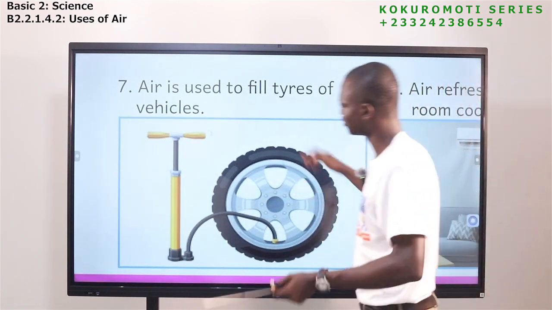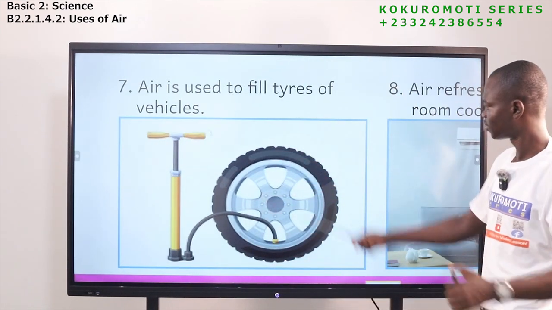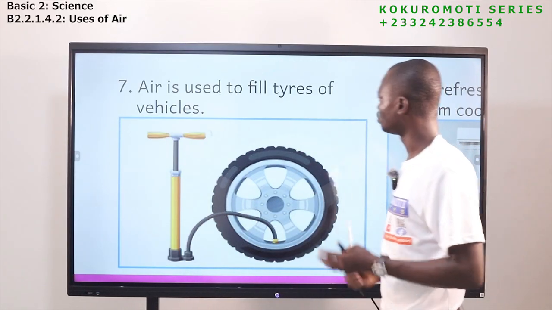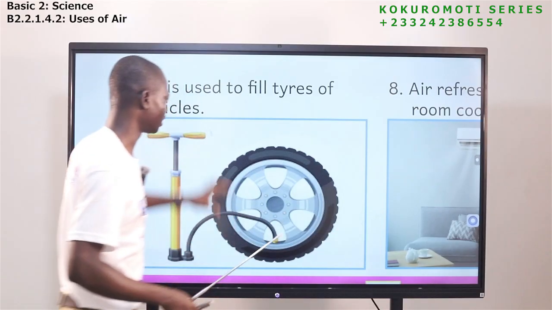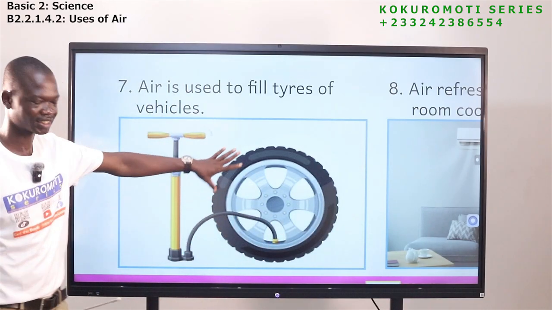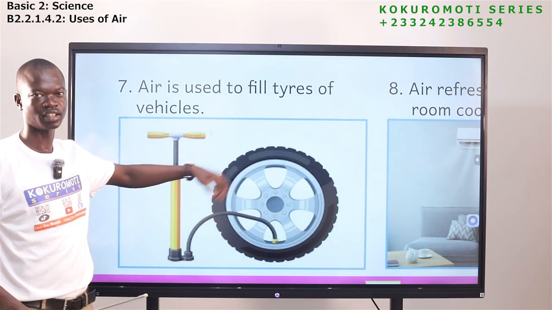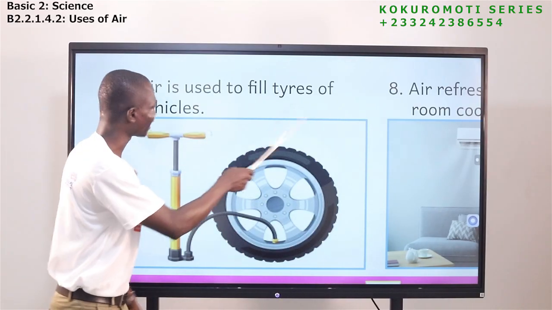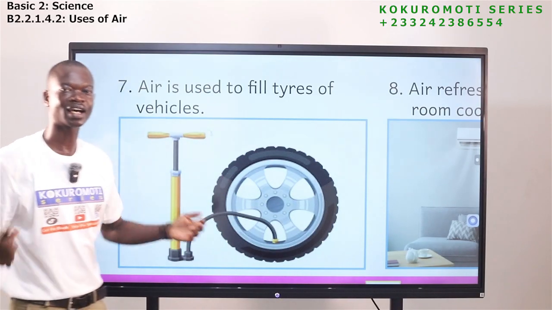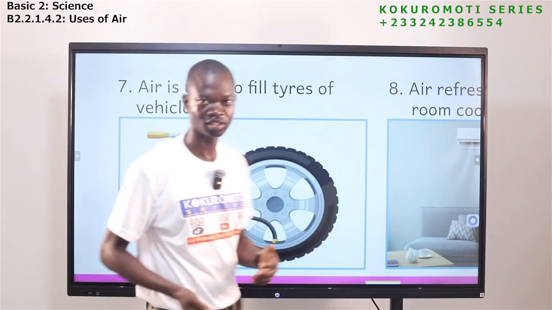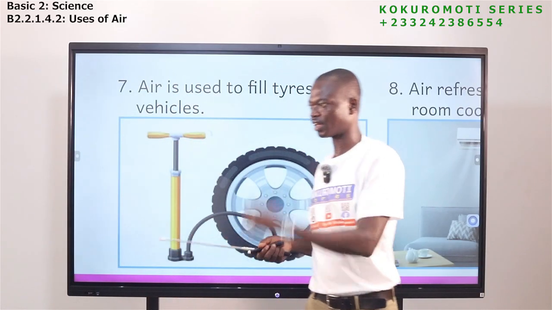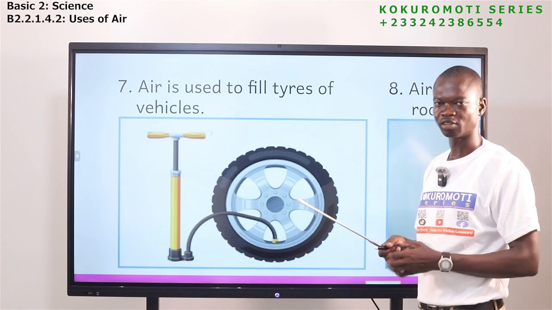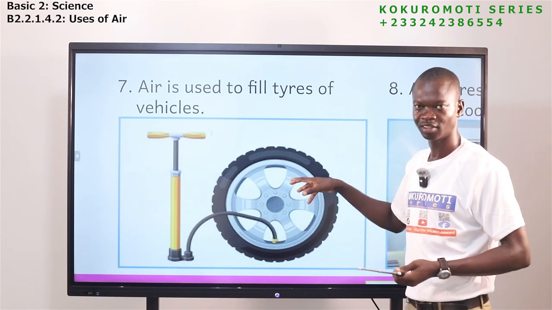What is this? This is a tire, and this is a pump. What we use the pump to do is to inflate the tire. It gives air to the tire. So air is used to fill tires of vehicles: the cars that our parents use, the motorbikes, the bicycles that you have.